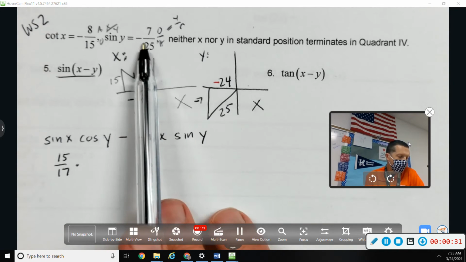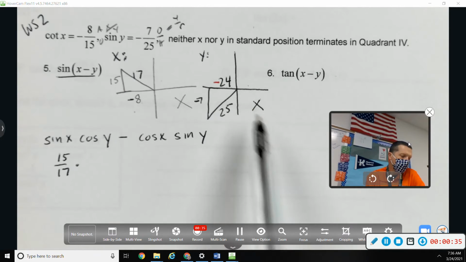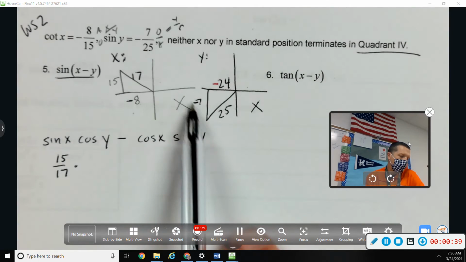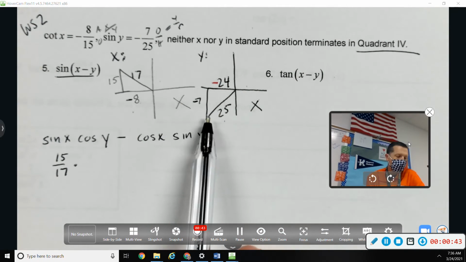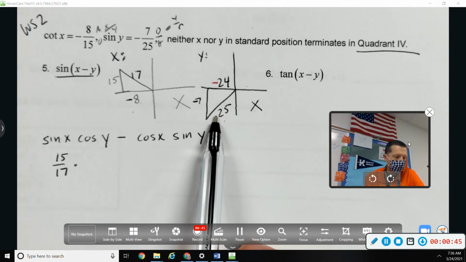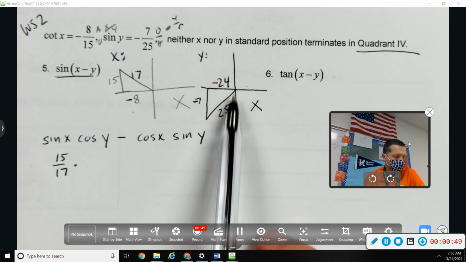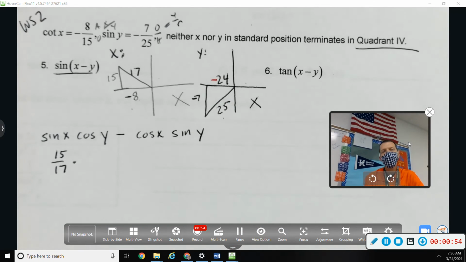Sine of y is negative. Sine is negative in the down stuff. So that means in 3 or 4, except it can't be in 4. So it's got to be in 3. Opposite is 7. Hypotenuse is 25. The hypotenuse won't ever be negative, so the 7 is negative because it's going down. And then a squared plus b squared equals c squared tells you 24, and be careful, it's going left, so it's negative. So we get our pictures drawn.